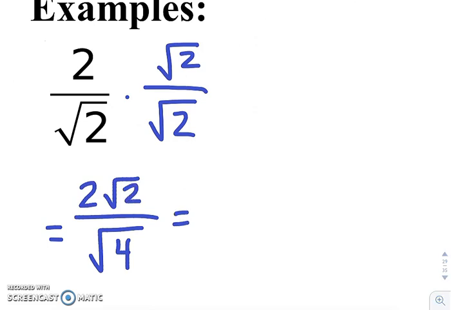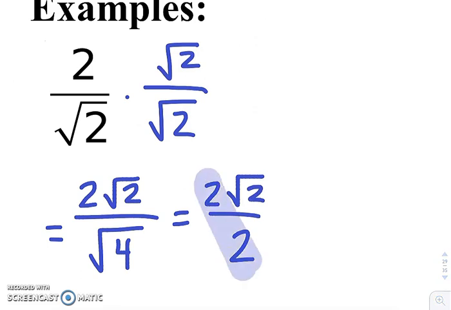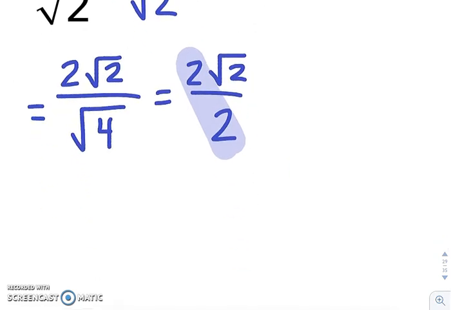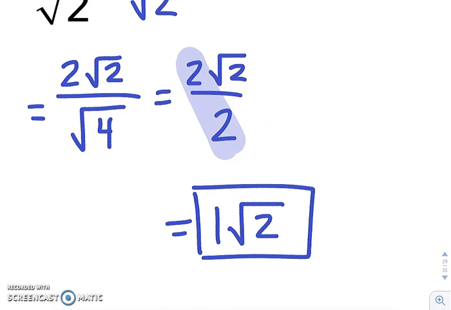So what does the bottom become? Just 2. And then you just want to check, can you reduce this fraction with those coefficients there? And in this case, you can. 2 over 2, or 2 divided by 2, is just 1. You can write the 1, you don't have to write the 1. Square root 2. You just can't have square roots in the bottom of that fraction.